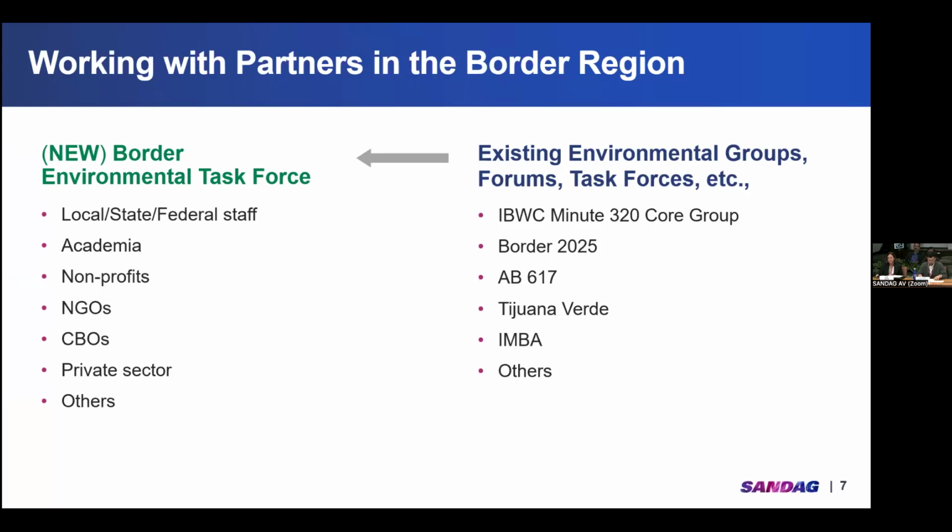The new Border Environmental Task Force, shown in green, would consist of binational representatives from federal, state, local, and tribal governments. For example, the cities of Imperial Beach, Coronado, Chula Vista, the County of San Diego, the Port of San Diego, and could include the US EPA, IBWC, and other academia, nonprofits, NGOs, community-based organizations, and organizations from the private sector. For more information on the task force, please refer to the draft task force charter in attachment 1 of your report. In addition, as mentioned previously, so much of this plan will consist of working with existing working groups or environmental groups, forums, and task forces such as those listed above.